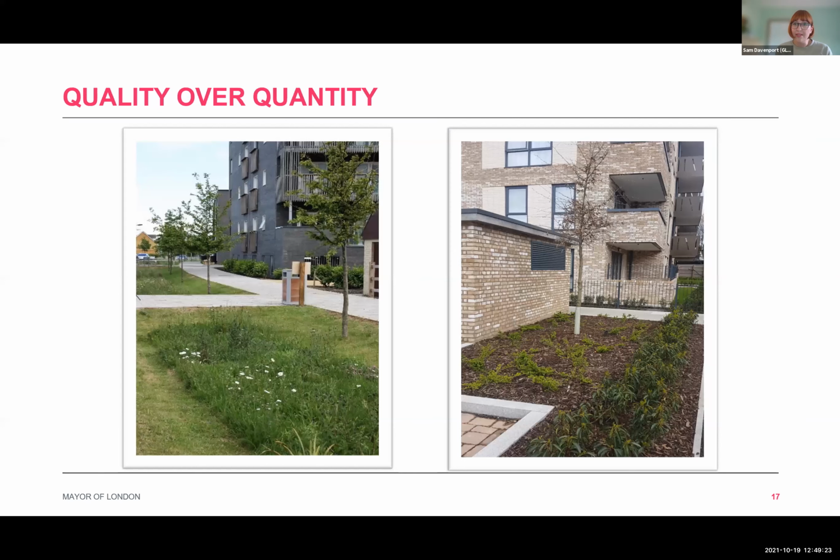But whilst the UGF is flexible, it's inherently designed to promote quality over quantity. So the better quality urban greening that delivers more benefits gets a higher score in the table, and this incentivizes these features to be provided. And there's just an example here, the image on the left and the image on the right. The image on the left would score more highly in the UGF. It provides semi-natural habitats and grassland cover versus the image on the right.